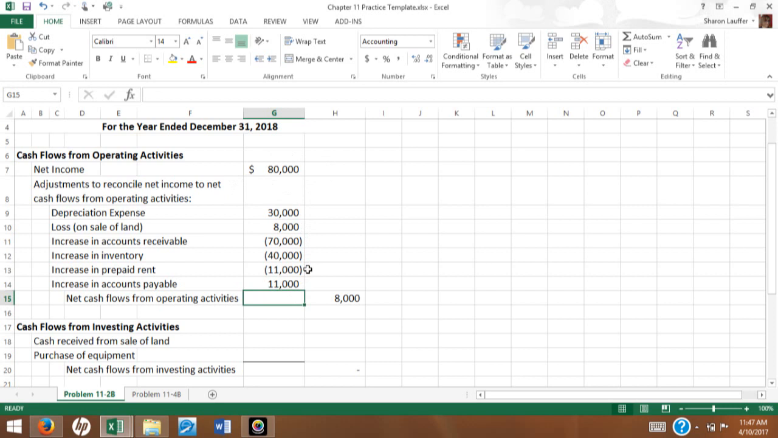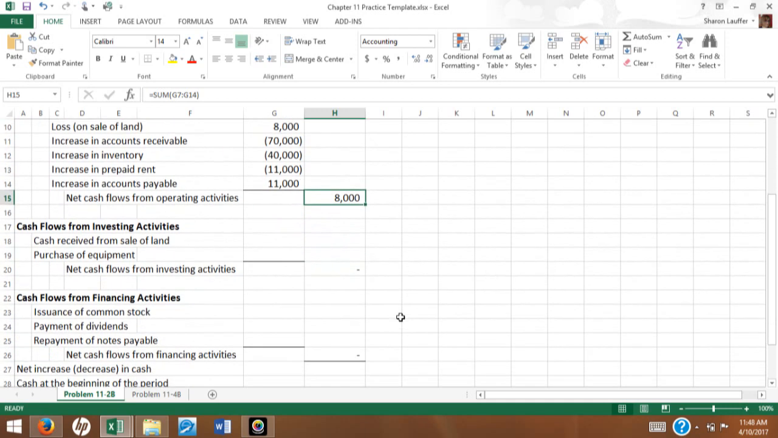So if we add and subtract all of those together, so total all those up, and I put a formula in here so mine did it automatically, we get $8,000 in cash flows from operating activities. So the next section we're going to complete is cash flows from investing activities, and we've got two items that are listed, cash received from sale of land and purchase of equipment.